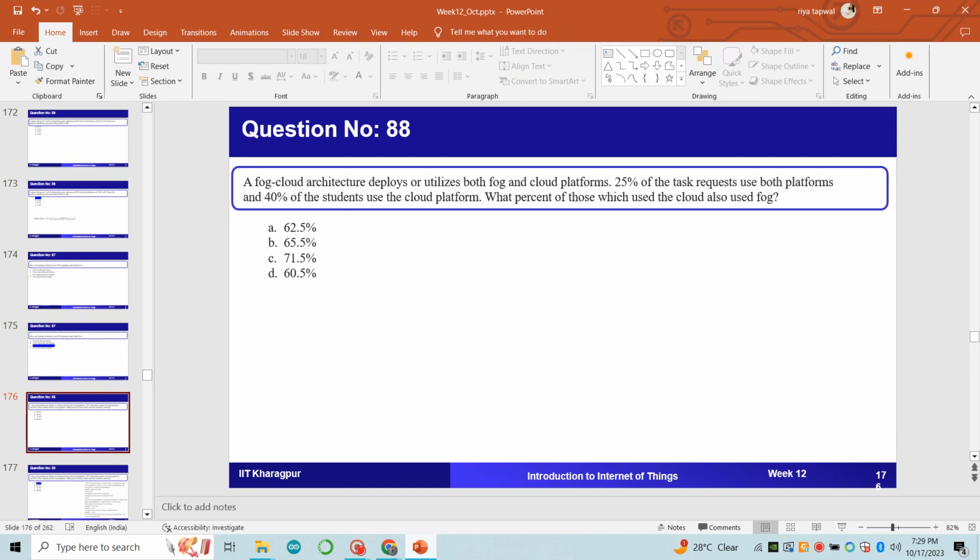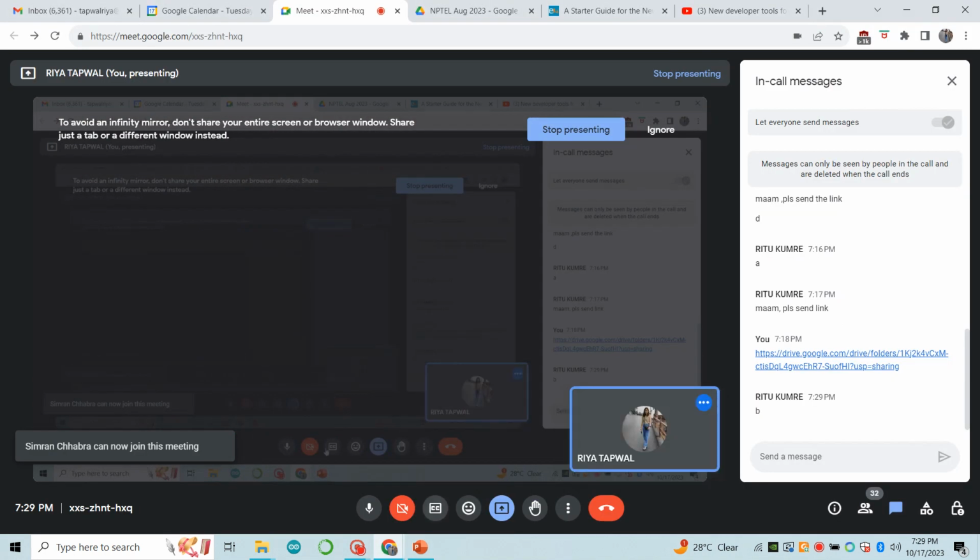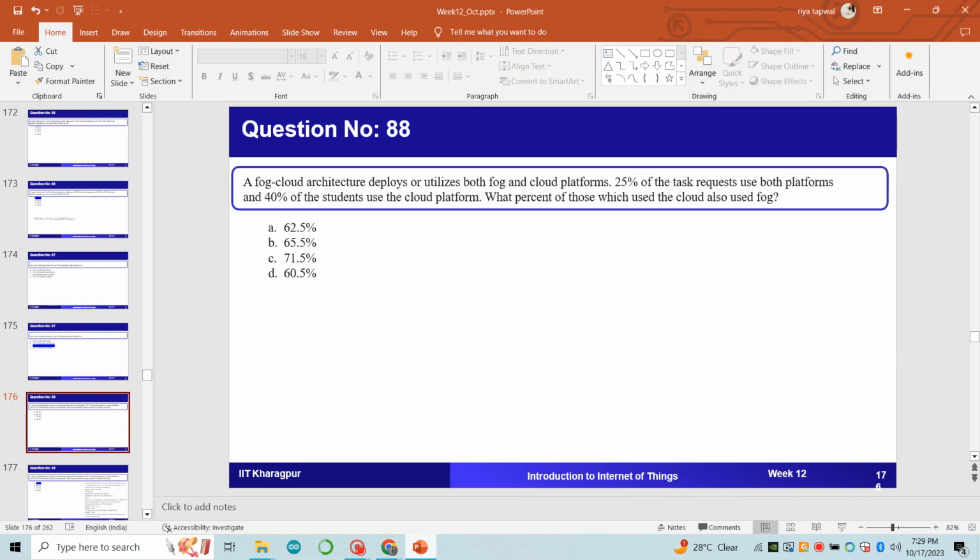Next question is, a fog cloud architecture utilizes both fog and cloud platforms. 25% of the task requests use both platforms, that is fog and cloud. 40% use the cloud platform. What percent of those which use the cloud also used fog? Options are 62.5, 60.5, 71.5, 60.5.